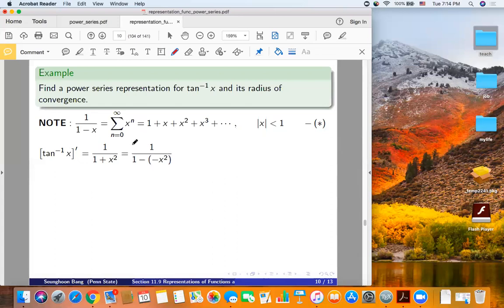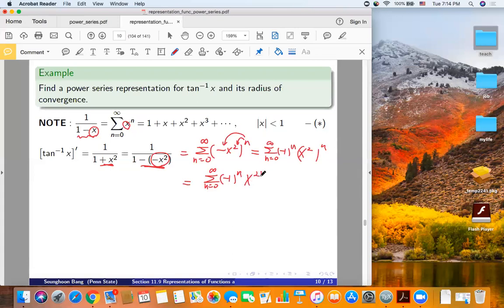So next, you can change it to the 1 minus x form, using negative x squared. So next, you plug negative x squared into x. Here, this is the same as the summation n equal 0 to infinity of negative x squared to the power n. So distribute n to the negative 1 and x squared: summation n equal 0 to infinity of negative 1 to the power n times x squared to the power n. This is the same as summation n equal to 0 to infinity of negative 1 to the power n times x to the power 2n. So we have it.